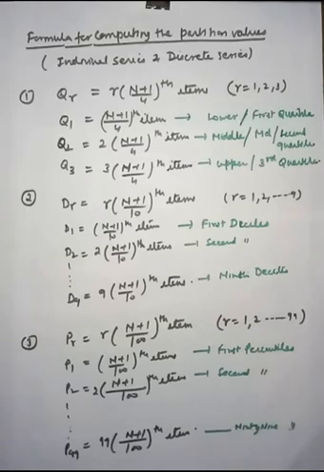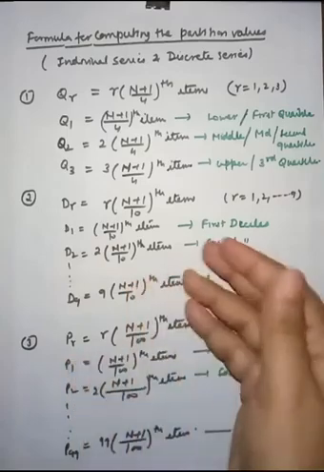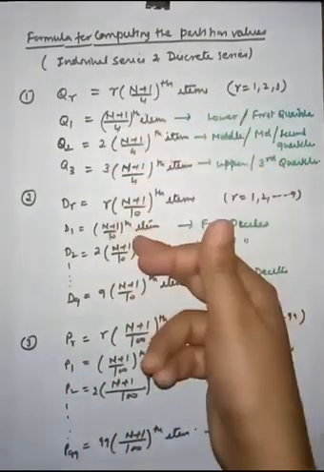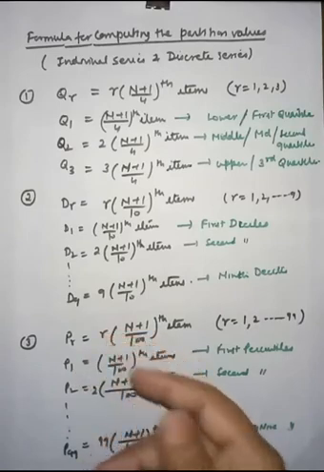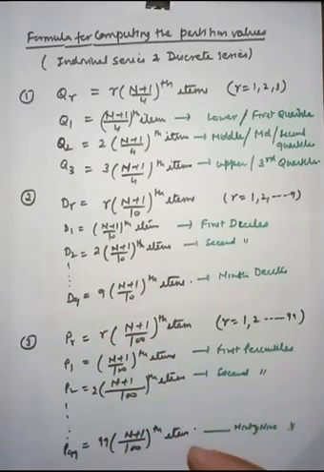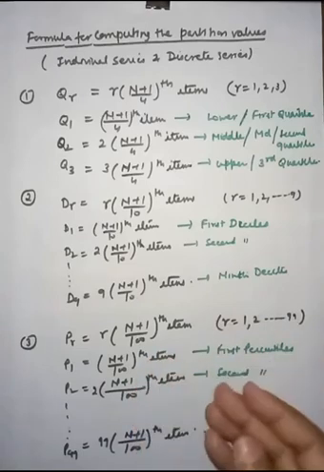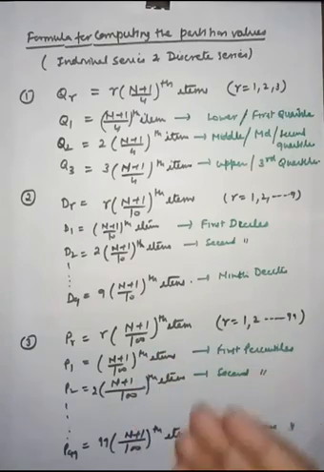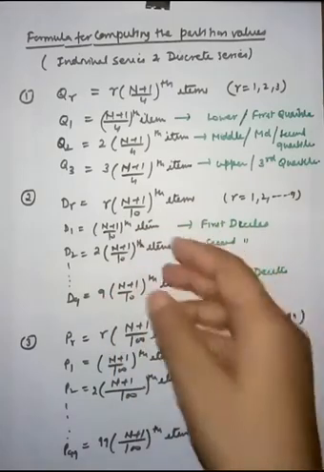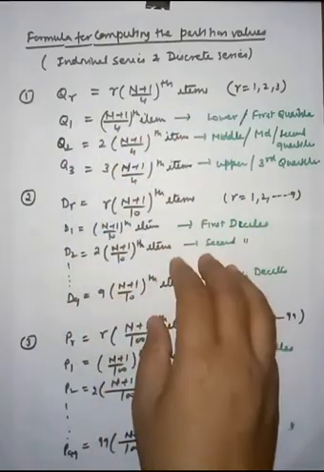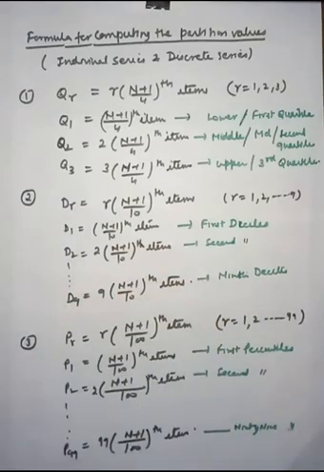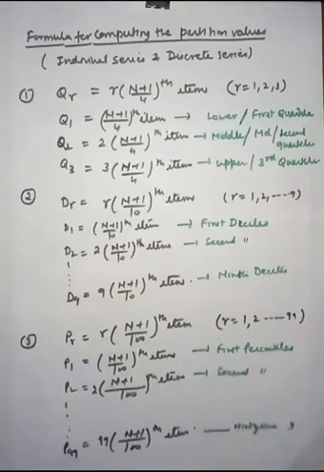Right? So friends, these are the formulas for computing the partition values: quartile, deciles and percentile. Now we will take some examples to solve. We will take an individual series to find the quartile, percentile and deciles. Now let us take an example of an individual series.